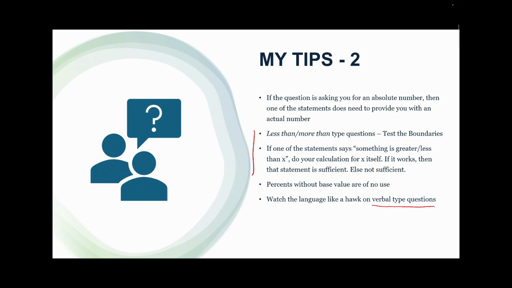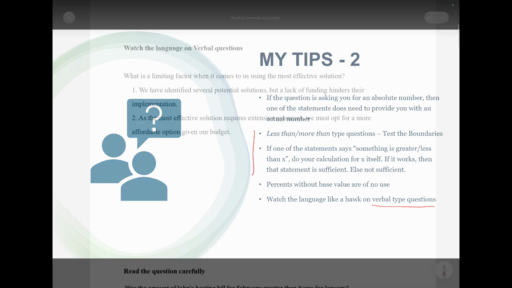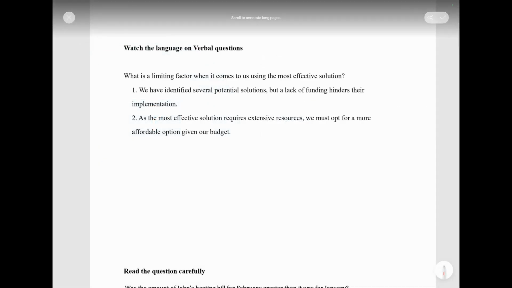So be very, very careful. Let me give you an example of what I mean. So the question is, what is the limiting factor when it comes to us using the most effective solution? A very weird question, as you can see. I'm not doing any pre-thinking. I'm just going to the first statement.